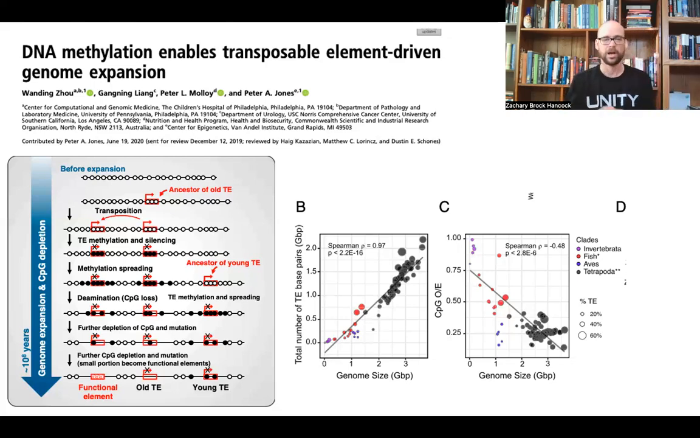So the argument, the idea around why we have CpG islands, why we have so few CpG sites relative to the GC content, is because of the transposable element proliferation. That was a bit of an aside, but I thought it was a really cool point and worth sharing.